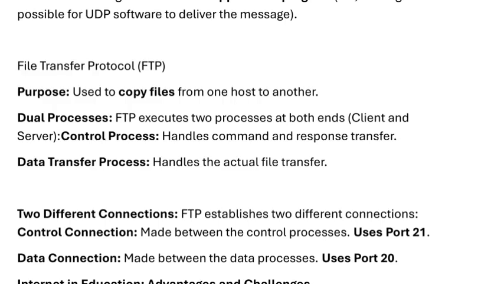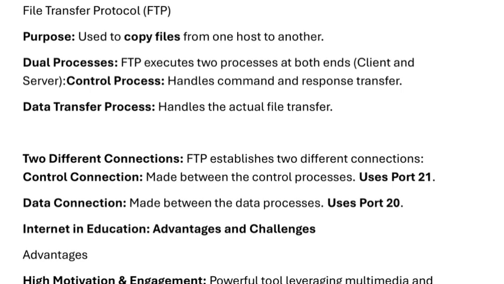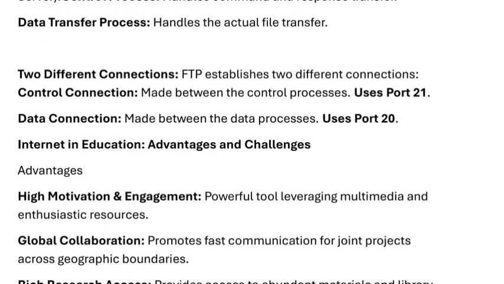File Transfer Protocol, FTP. Purpose: used to copy files from one host to another. Dual processes: FTP executes two processes at both ends, client and server. The control process handles command and response transfer. The Data Transfer Process handles the actual file transfer.